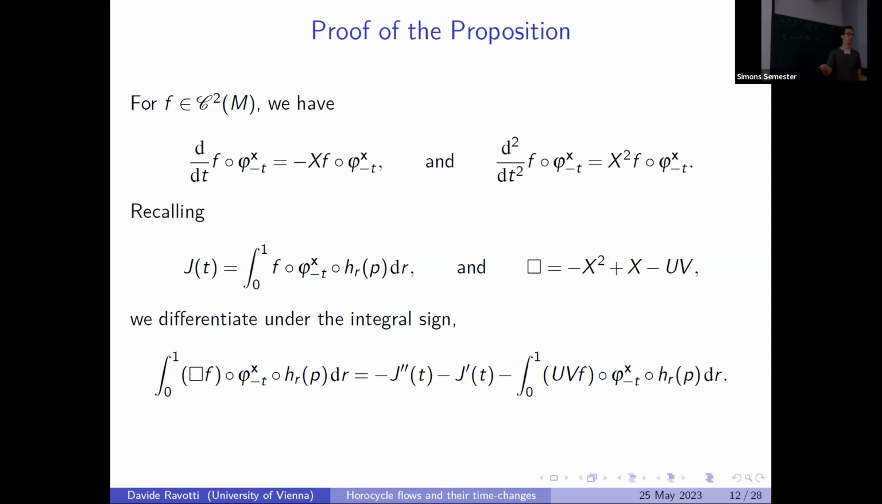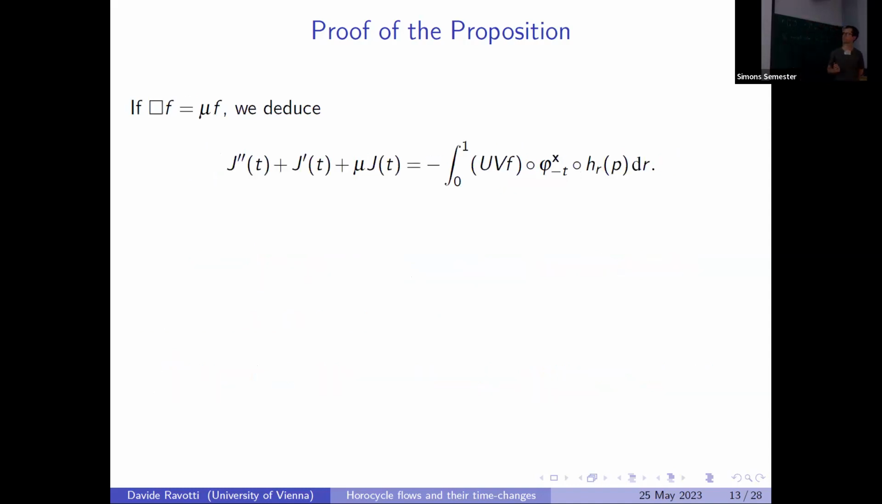But now I use my assumption. My assumption was that the Casimir of f was equal to mu times f. So this term over here is going to be mu times j. Does that make sense? So I get mu times j equal to minus j second derivative, minus j prime, plus this guy over here. Okay, this is what I have written here.